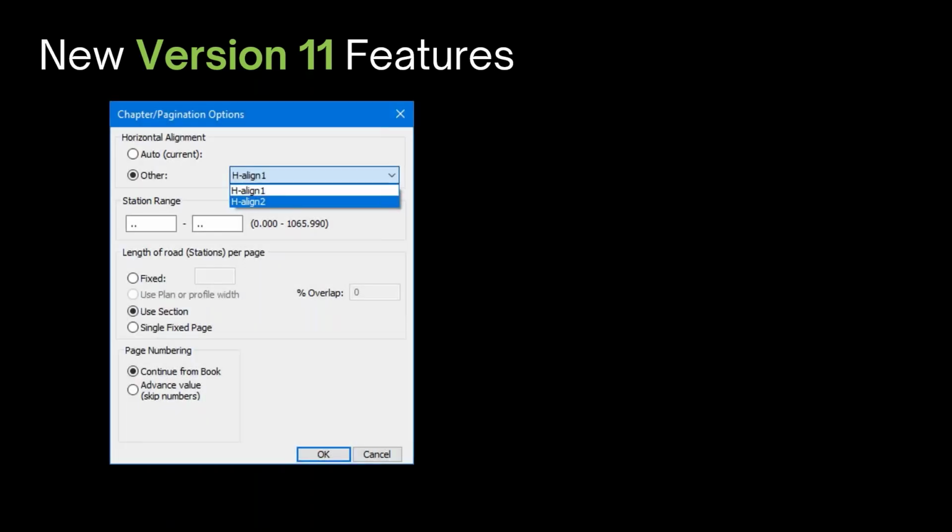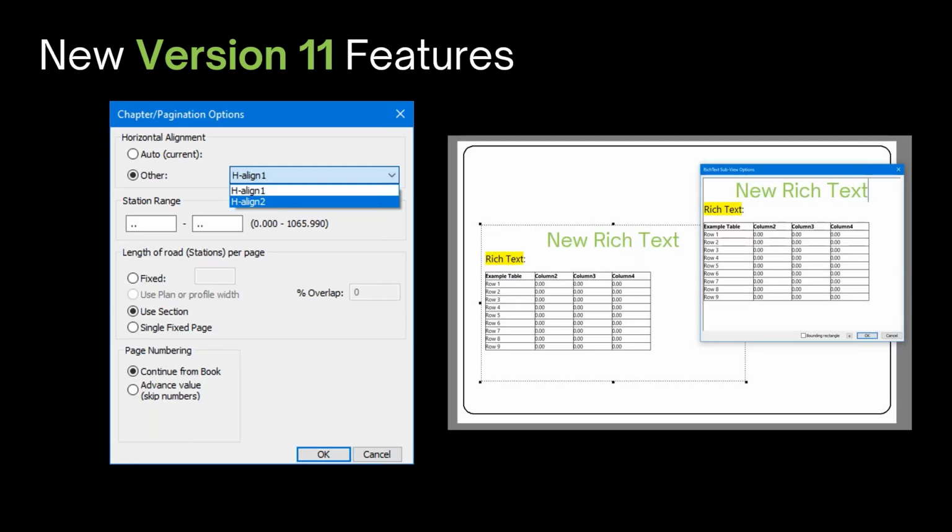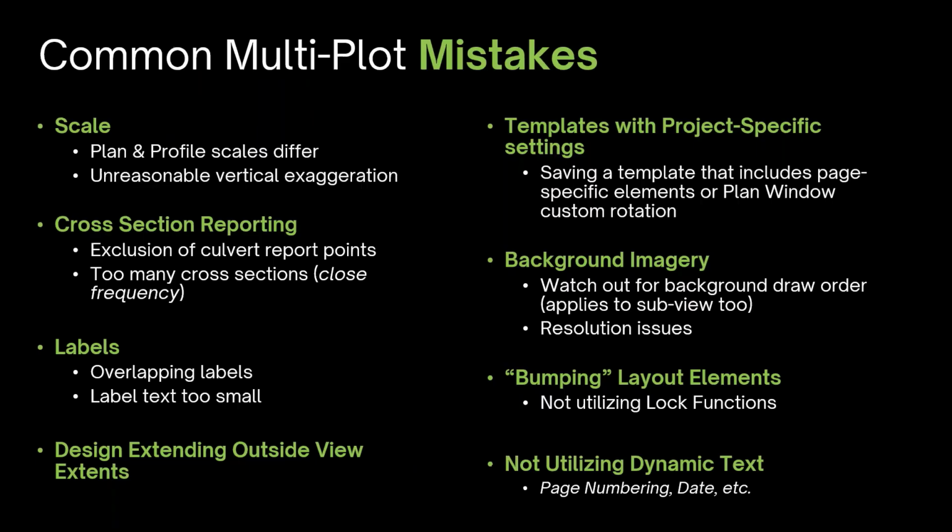First of which are some changes in terms of how we can control our chapters and our pagination. We now have the ability to designate different horizontal alignments to a specific chapter. So you can have multiple road alignments all covered within the same book. We also have the ability now to control page numbering at the chapter level and the ability to skip different page numbers. The other kind of fun piece we have is what we call our rich text edit rectangle, which just allows you to have some greater formatting control if you're bringing in text or tables from another source.